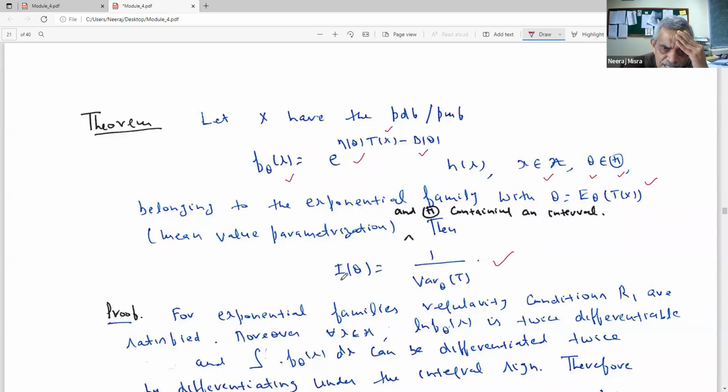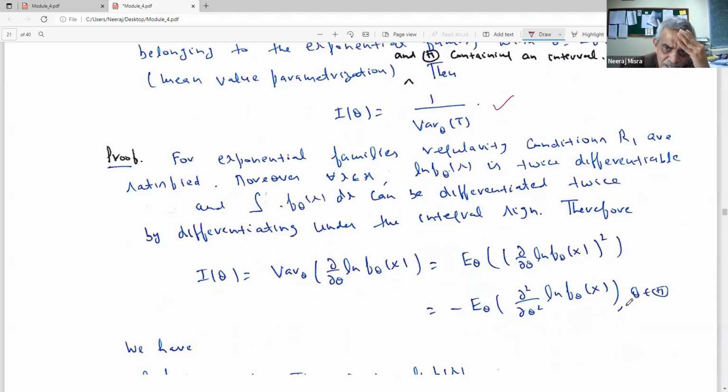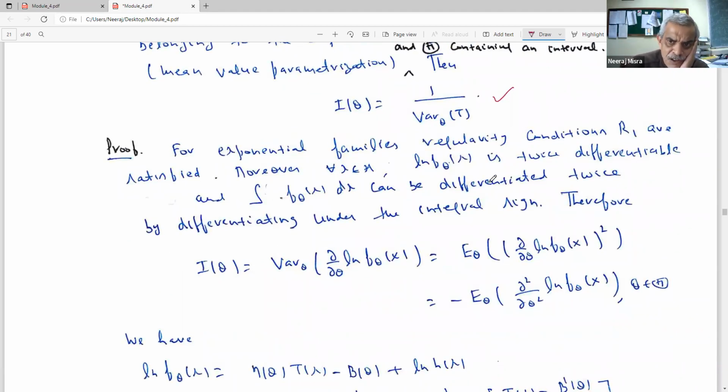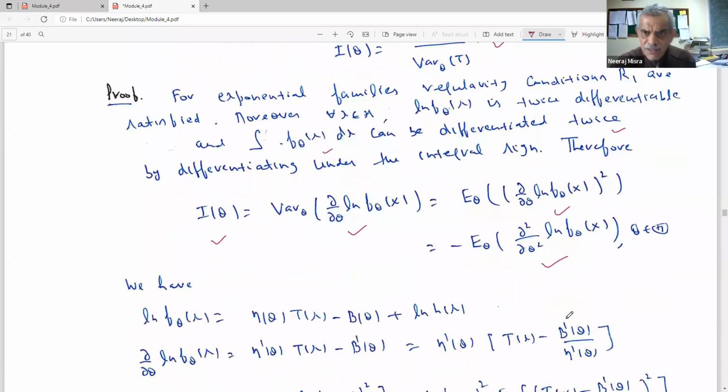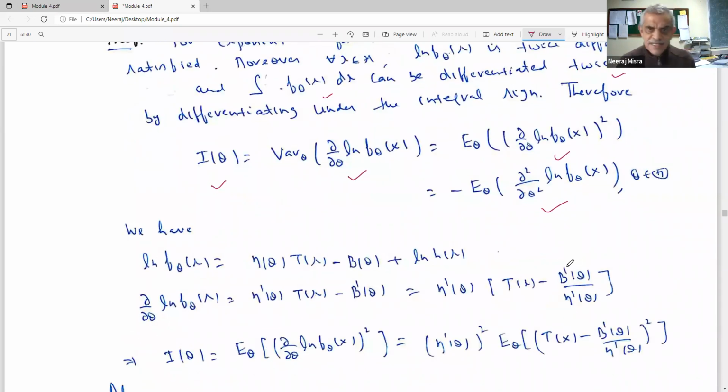Now for exponential families, one can see, for example in the book by Lehmann, that regularity conditions R1 are satisfied. Moreover, for every x belonging to the sample space, log f_θ(x) is twice differentiable, and the integral of f_θ(x) dx can be differentiated twice, so that I(θ) is minus the expected value of ∂²/∂θ² log f_θ(x). So my I(θ) that way becomes the variance of ∂/∂θ log f_θ(x), which is the expected value of (∂/∂θ log f_θ(x))², which is also the same as minus the expected value of ∂²/∂θ² of log f_θ(x).